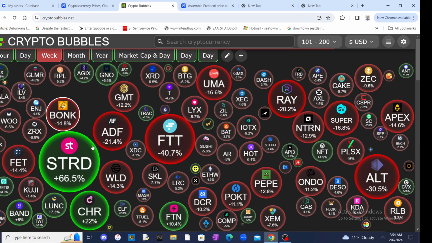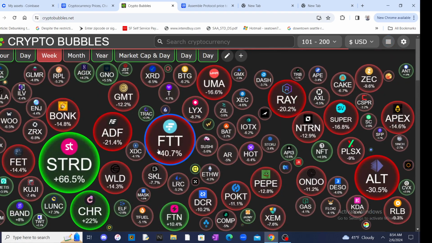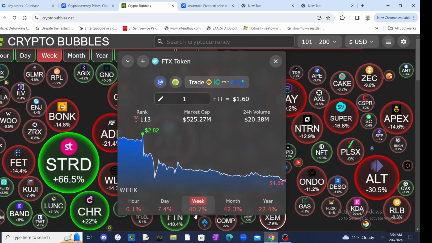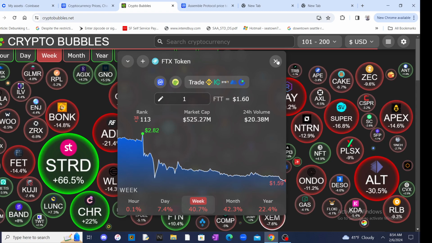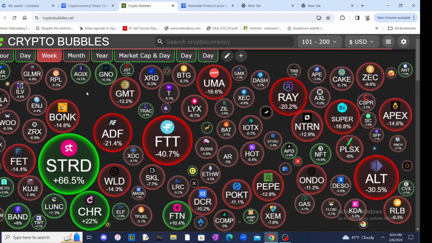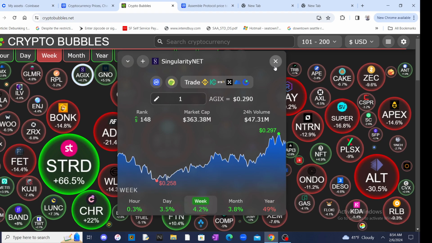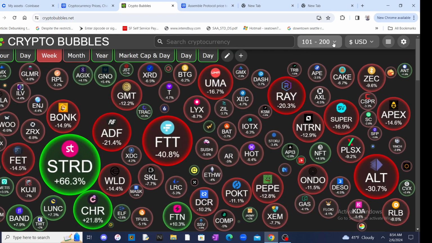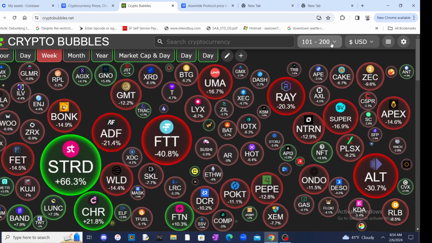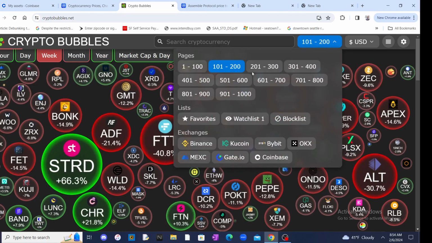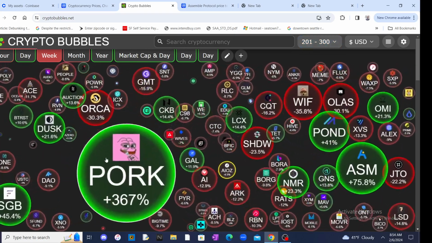So yeah, as you can see here, a lot of cryptos are down. Let me see here. Just looking at this, some cryptos are up. Yep, it's going to be a roller coaster ride between now and the Bitcoin halving.